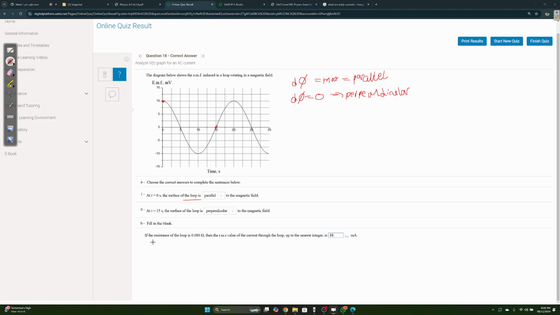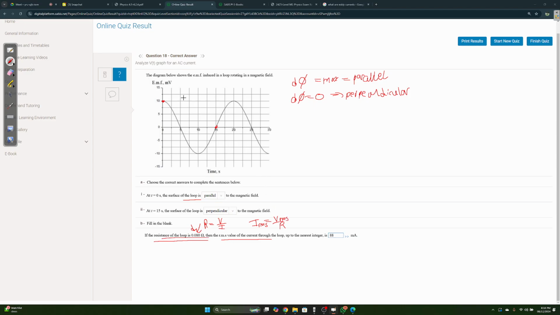If the resistance in the loop is 0.08 ohms, then the RMS value of the current through the loop to the nearest integer is what? This is very easy. The resistance is equal to V over I, so I is just equal to V over R, right? We're talking about the RMS value of the current. So do I use Vmax or do I use VRMS? I have to use VRMS. If I'm talking about IRMS, I need to also use VRMS. Resistance is resistance, it doesn't change.